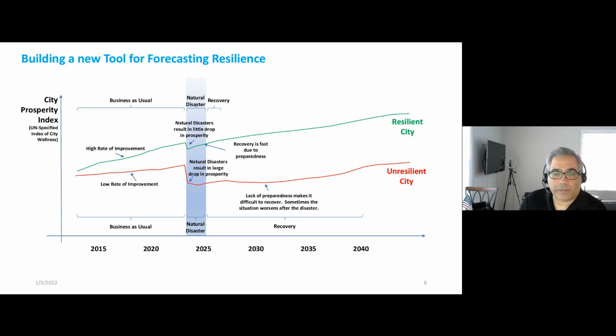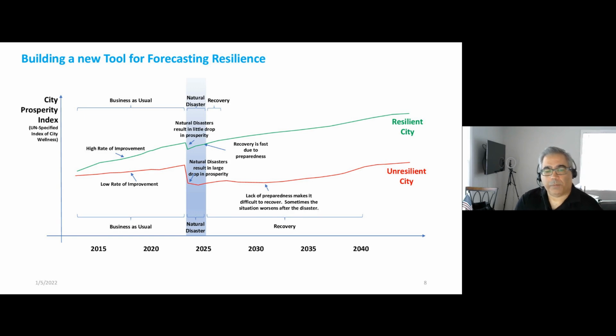A resilient city is going to recover pretty quickly and get back to the level of prosperity it was at before the disaster. The unresilient one is going to take a long time. And this is not an unrealistic depiction here. 20 years to recover from a major disaster. Think about a place like Puerto Rico, where we often do work in resilience. They were in an economic downturn prior to Hurricane Maria hitting in 2017, and it is projected it's going to take a couple of decades for them to return to that level of prosperity.